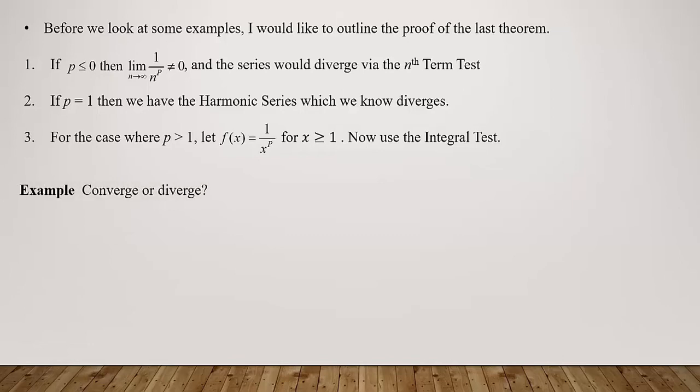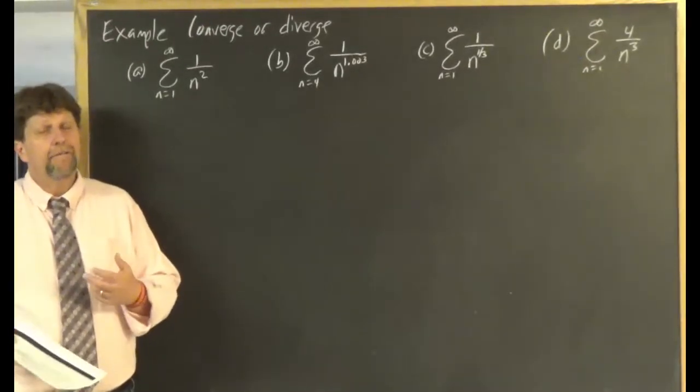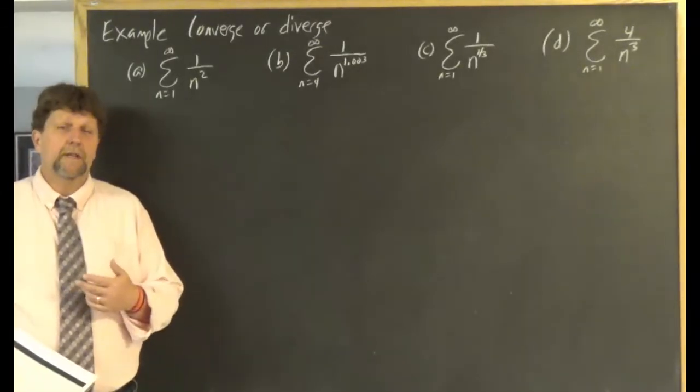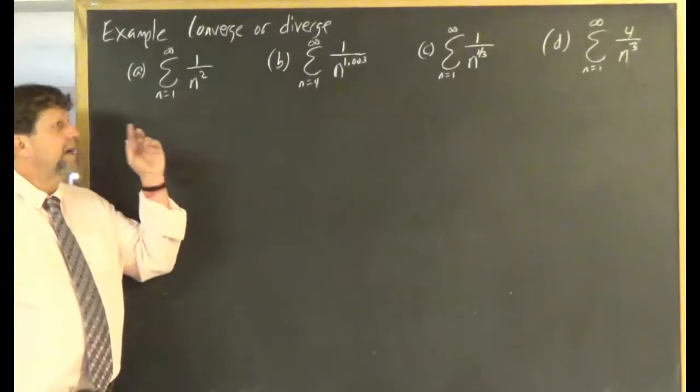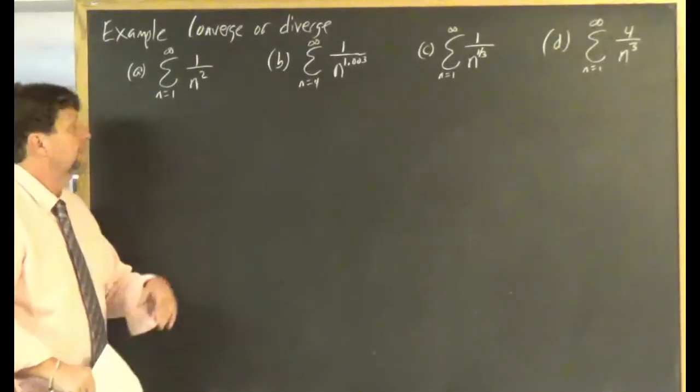So here we go with an example. Going to have a lot of parts to this example. There they are. Make sure you write each one of them down. Get them in your notes, because I'm going to be heading off to the chalkboard to do each one of them. All right, now that we've learned about p-series, it's very easy to recognize a p-series, and it's a very easy test to know if it converges or diverges. This example had 4 parts, so let's knock them out one at a time.